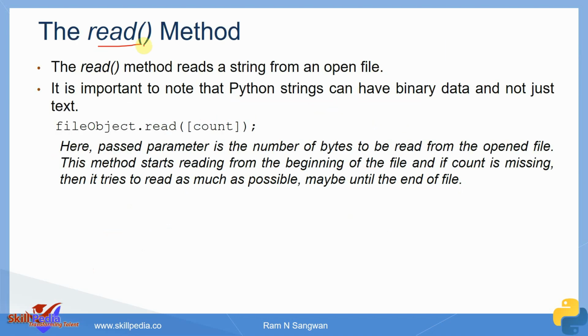Read method. The read method reads a string from an open file. It is important to note that Python strings can have binary data and not just text. So how many characters, how many bytes you are reading? Here, the passed parameter is the number of bytes to be read from the open file. This method starts reading from the beginning of the file, and if the count is missing, then it tries to read as much as possible, maybe until the end of the file. But we never do that.